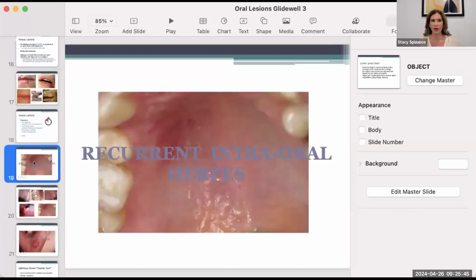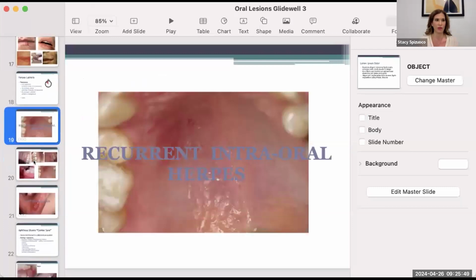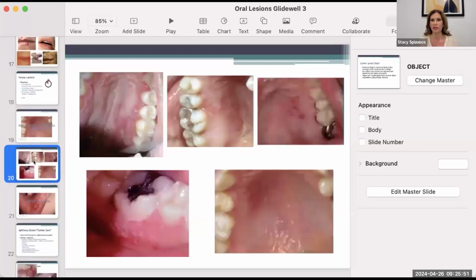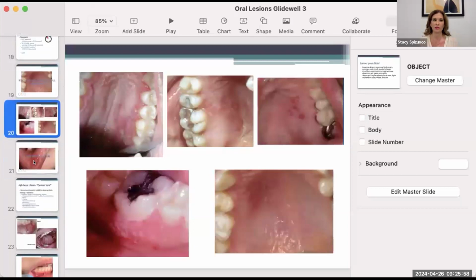In the mouth now, we have recurrent intraoral herpes. That's going to be the cold sores in your mouth, the ulcer lesions. They're on the attached gingiva. They sometimes make clusters. You know that it's that because it's on the attached gingiva there.